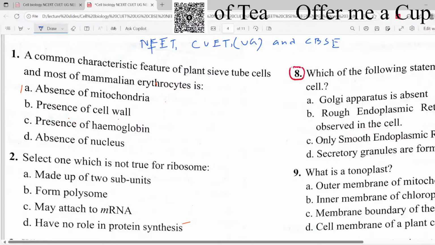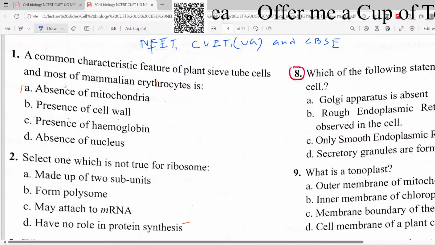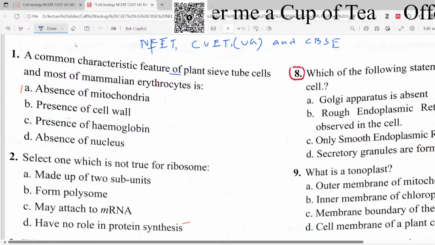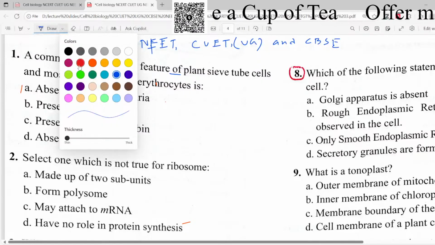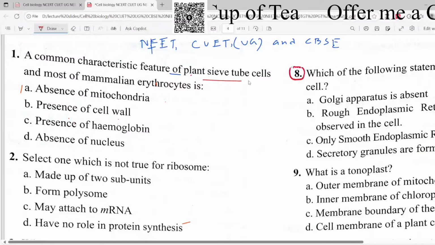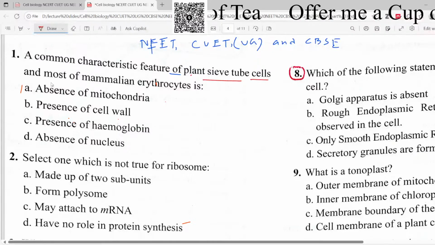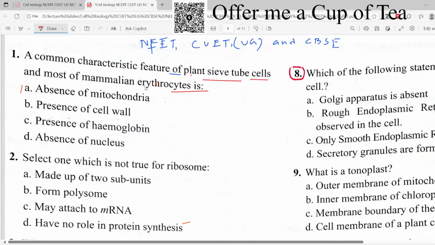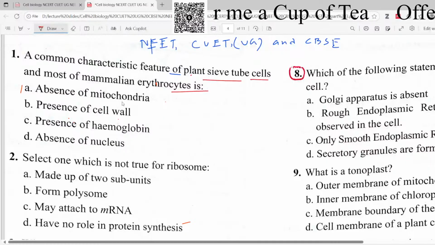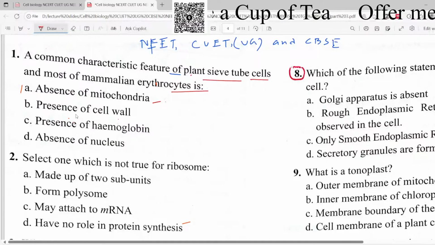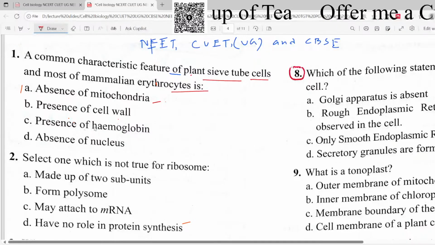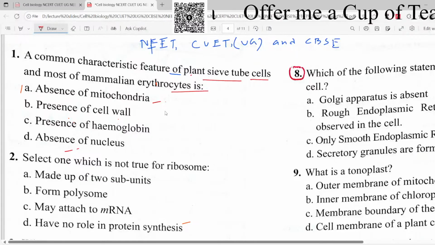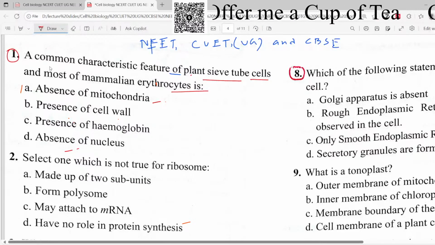So the first question is: a common characteristic feature of plant sieve tube cells and most mammalian erythrocytes is: A, absence of mitochondria; B, presence of cell wall; C, presence of hemoglobin; and option D, the absence of nucleus.